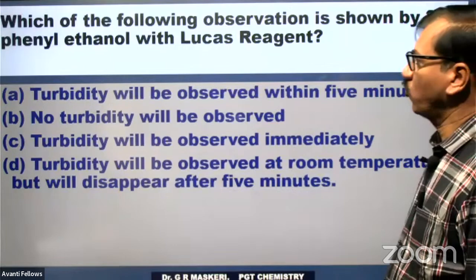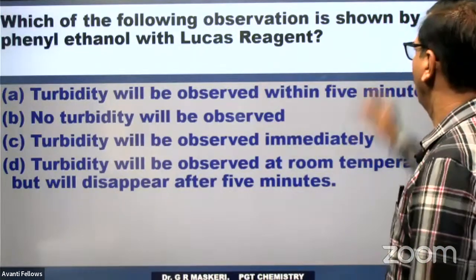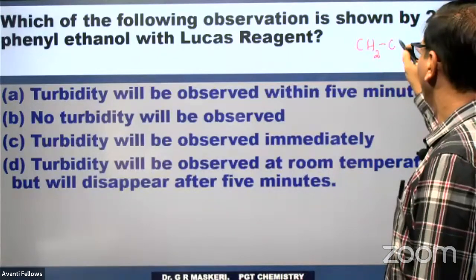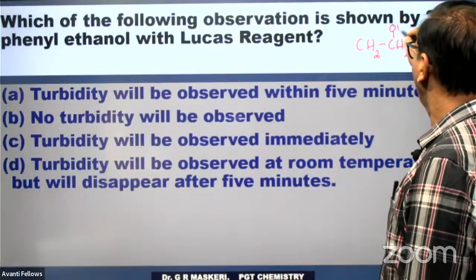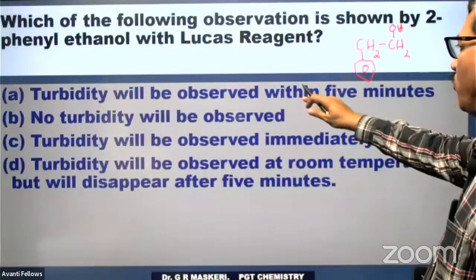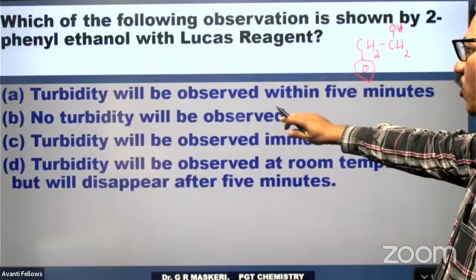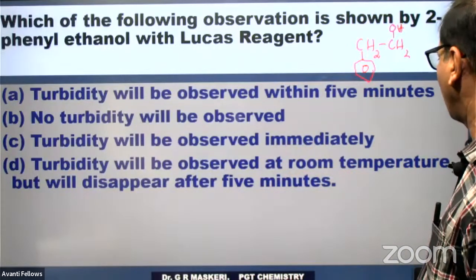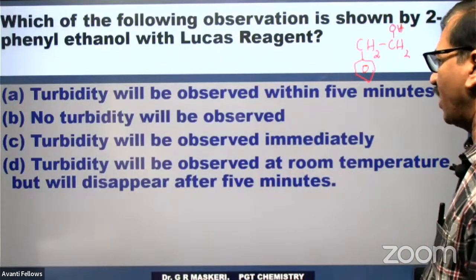Now, which of the following observations is shown by 2-phenylethanol with Lucas reagent? Turbidity will be observed within 5 minutes. No turbidity will be observed. Turbidity will be observed immediately. Turbidity will be observed at room temperature, but will disappear after 5 minutes.